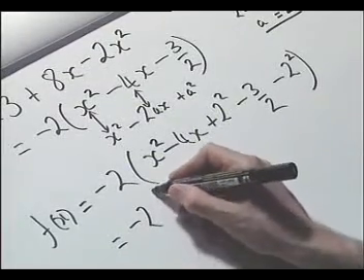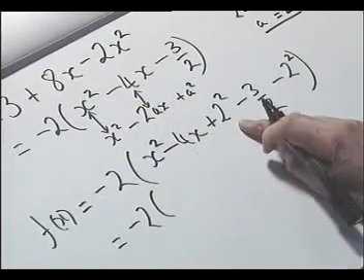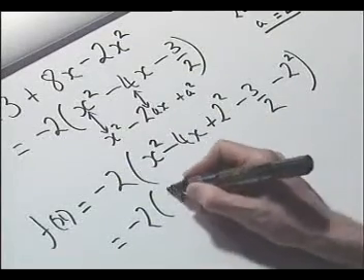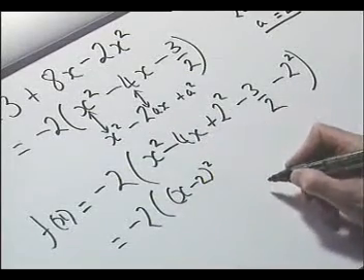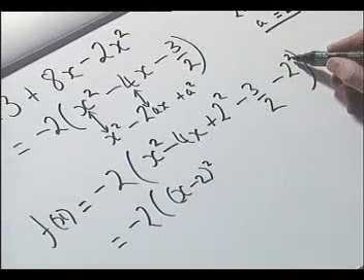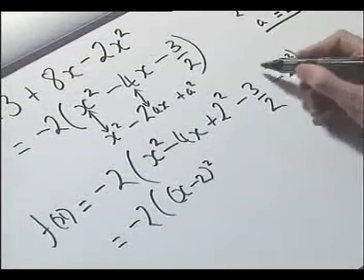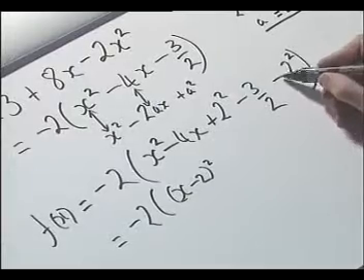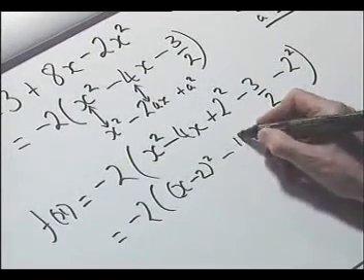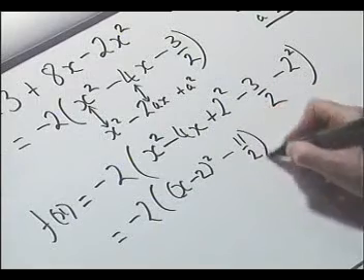Minus 2, this is now our complete square, so that's x minus 2 all squared. And here we've got minus 3 over 2 minus 4. Well, let's have it all over 2s. So minus 4 is minus 8 over 2. So altogether, we've got minus 11 over 2.